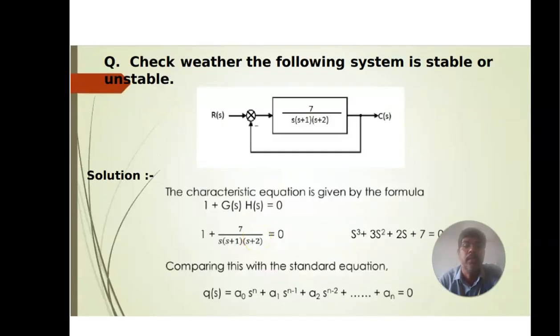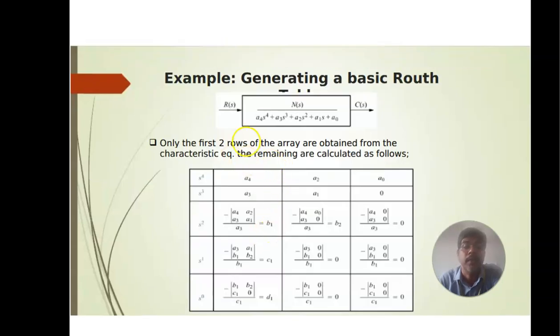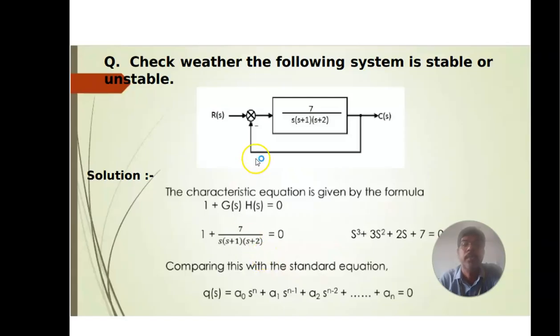Then we can see from the first column of the Routh array, if there are any sign changes, then the system is unstable. For example, this is one problem. G of s is 7 divided by s into s plus 1 into s plus 2. This is the open loop transfer function.